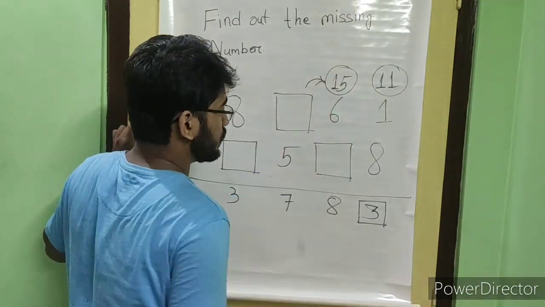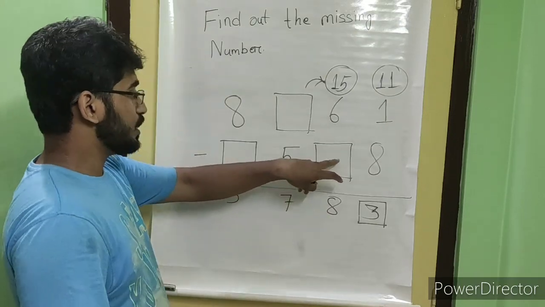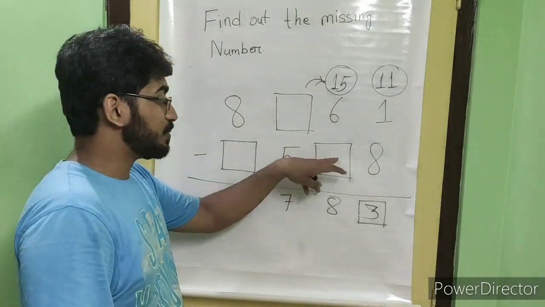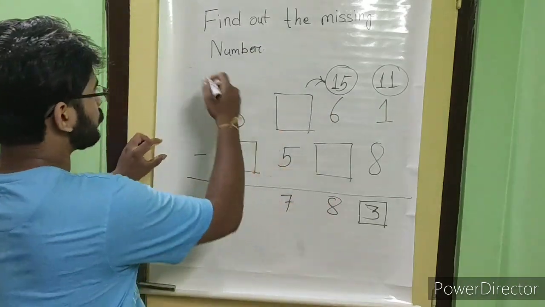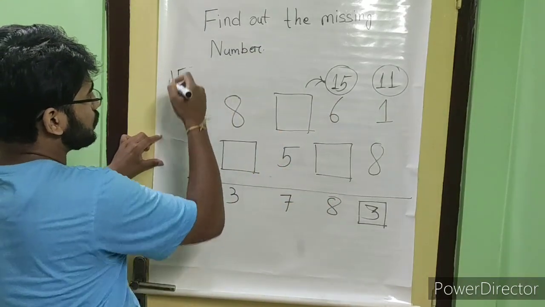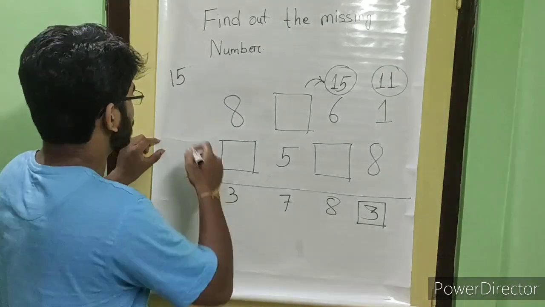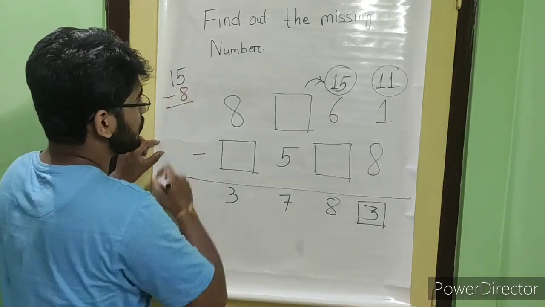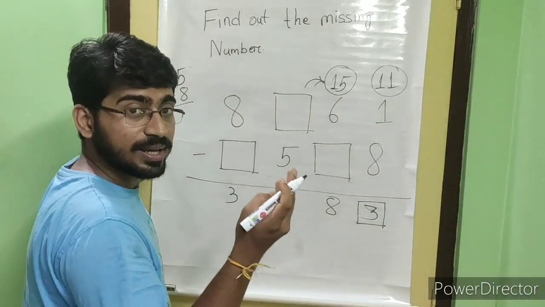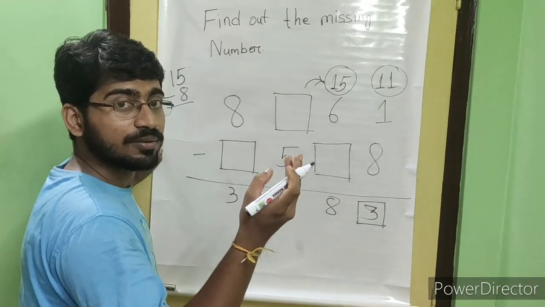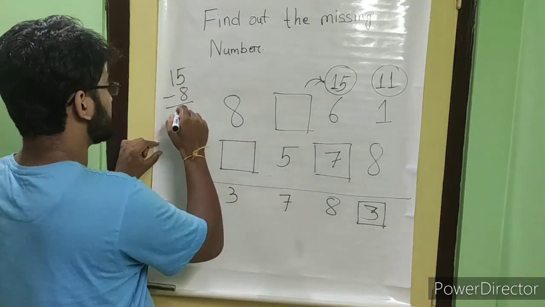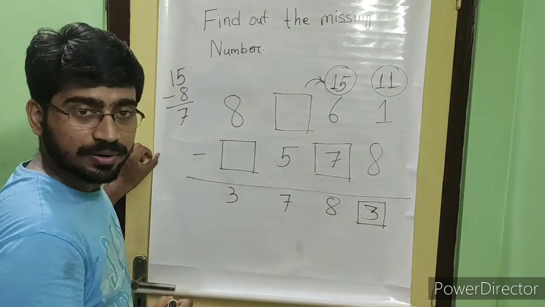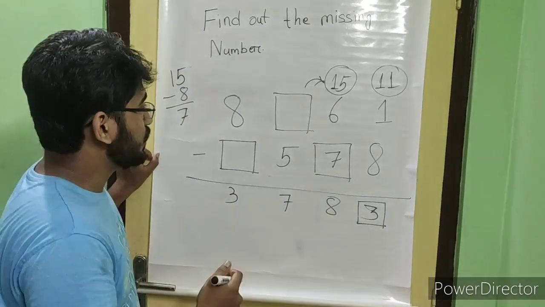Let's finish this one. So what number will be subtracted from 15 to make it 8? So again we will do a rough work. 15 minus 8, 9, 10, 11, 12, 13, 14, 15. That means answer is 7. Answer is 7. Right?